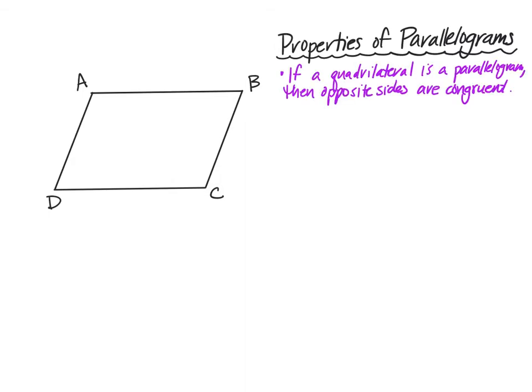What we mean by congruent is that opposite sides will have the same length. Notice here that we have side AB and side DC. Those two sides must be the same length. And then we also have side AD and side BC. Those two sides must also be the same length.